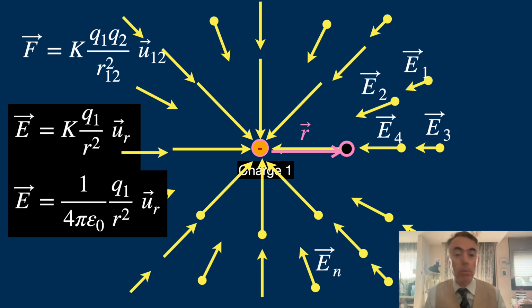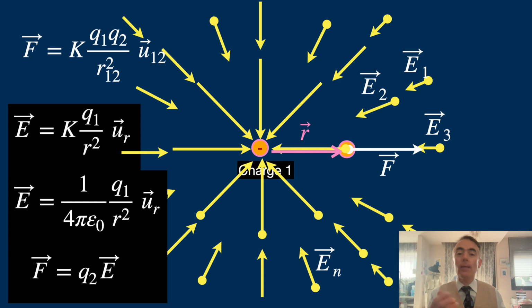If a second charge were placed at that point, it would feel that electric field, and it would experience an electric force due to this electric field. The electric force that a probe charge experiences, let's call it charge 2, is proportional to the electric field at that point and is given by the electric field times charge 2. This is Coulomb's law written in terms of the electric field. There is no need for a probe charge for there to be an electric field. Nevertheless, we need a probe charge to test that there is an electric field at that point.